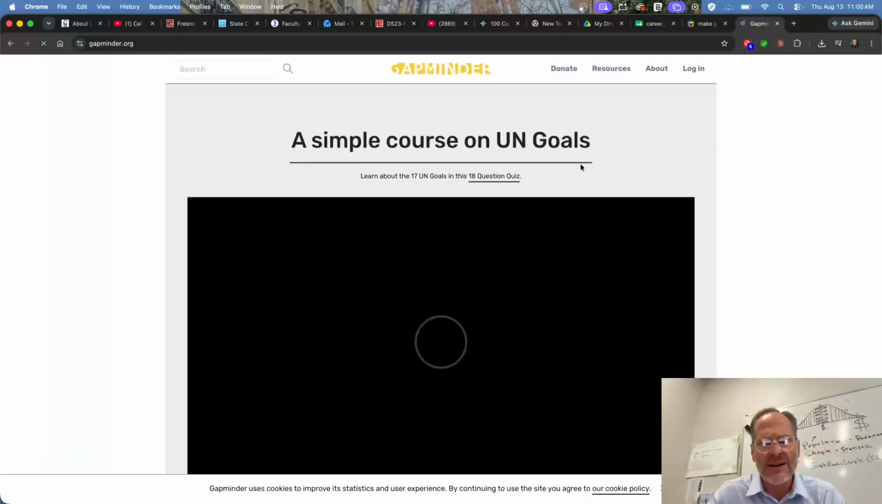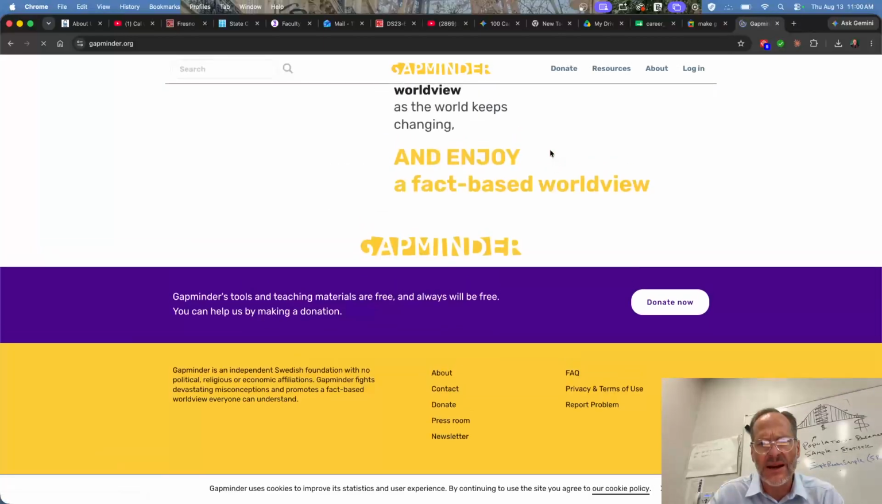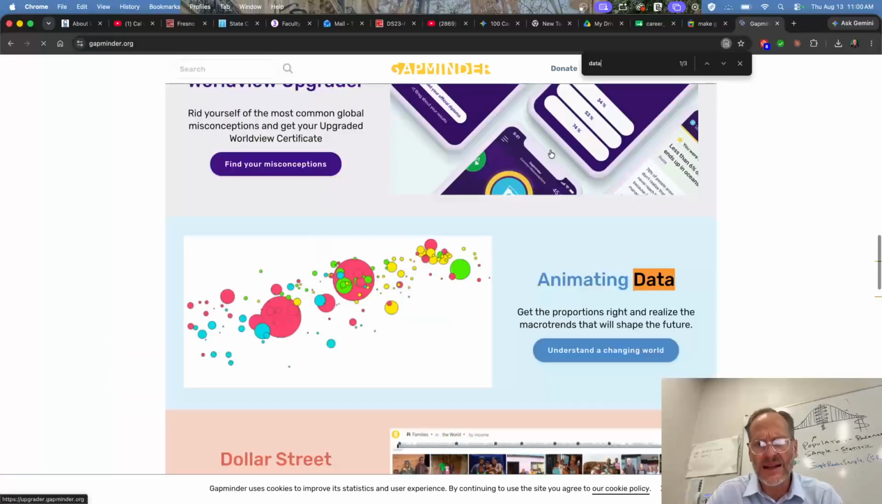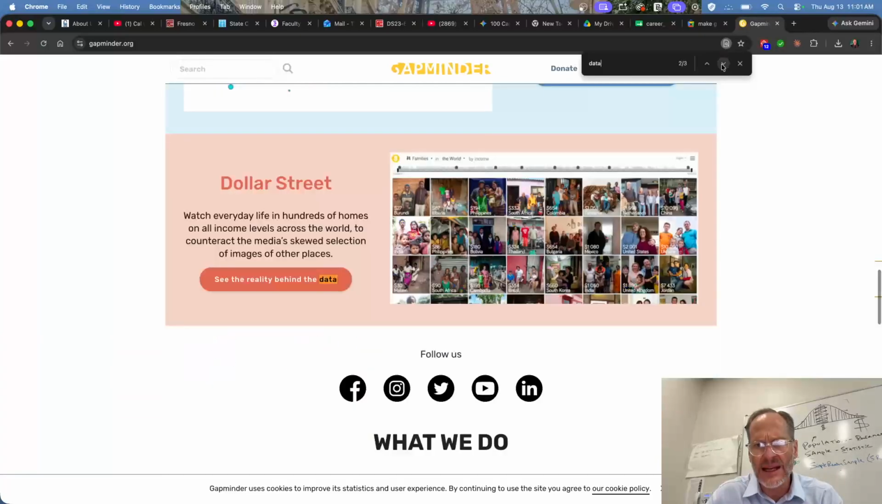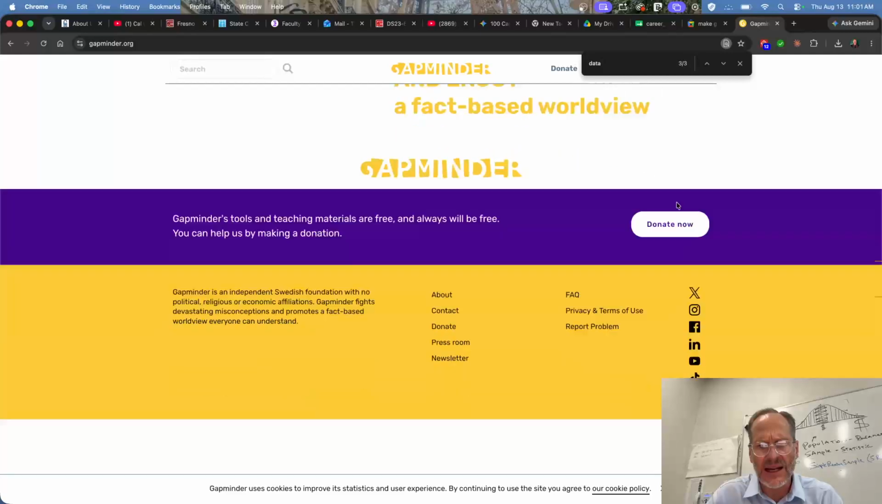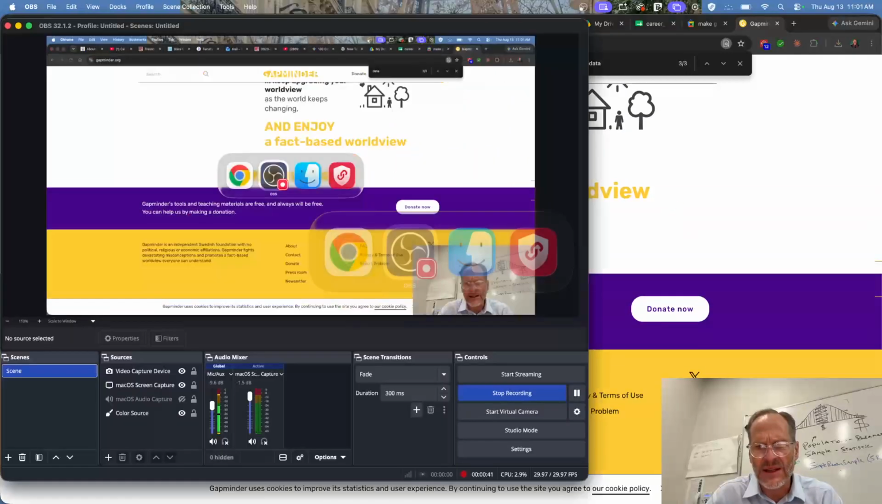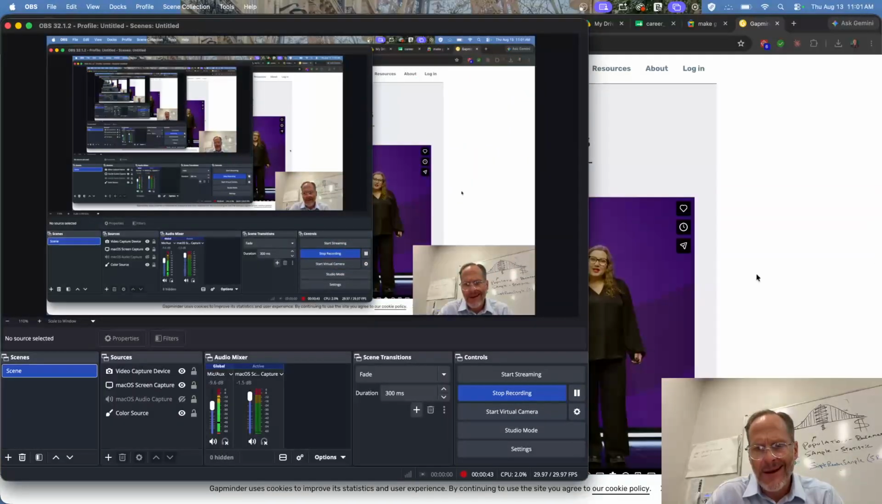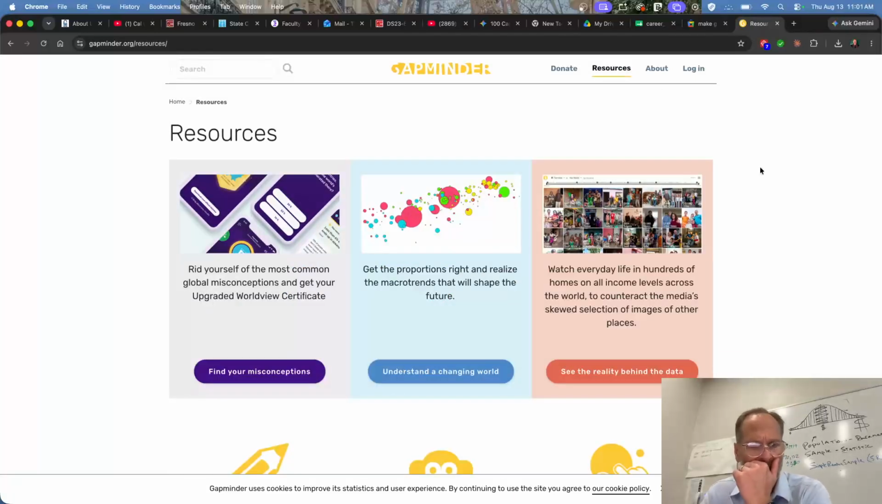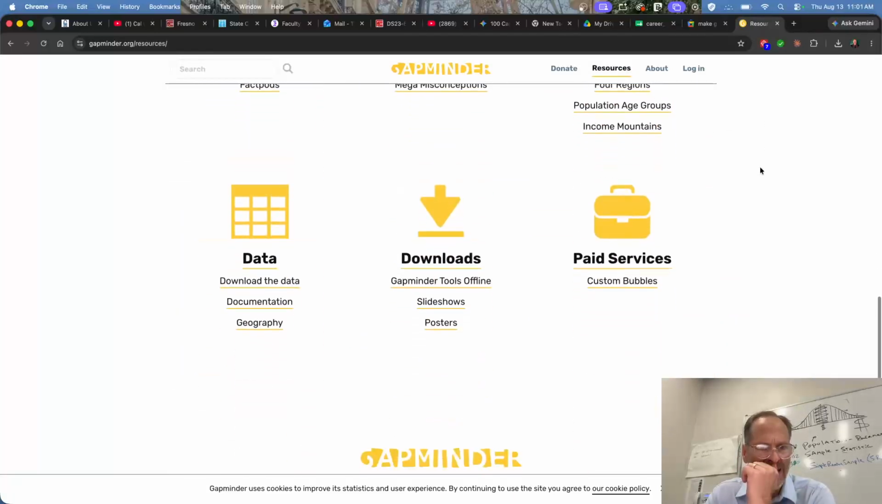And here at Gapminder.org, I could scroll down and I could look for data somewhere. Find data, animating data, and see the reality behind the data. And we check the data. They used to have something. Let me find it. Hold on. The data is located under resources. Click on resources. And then you come down here to data. And I'm just going to click download the data.